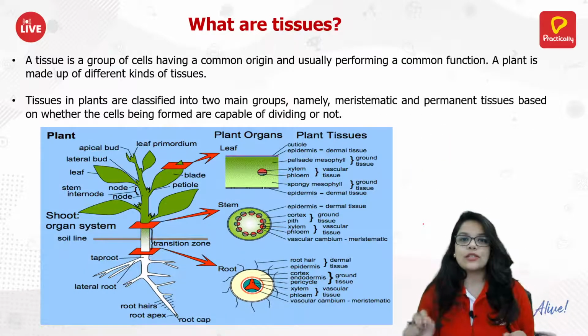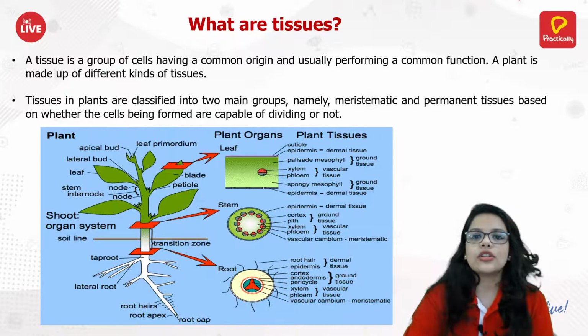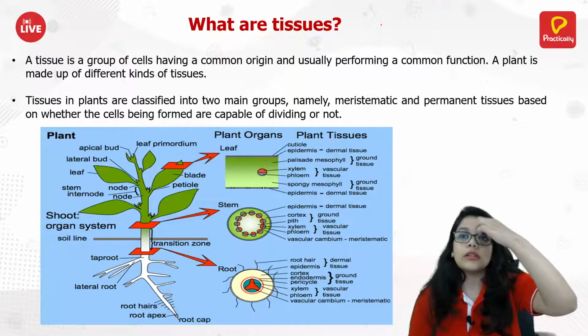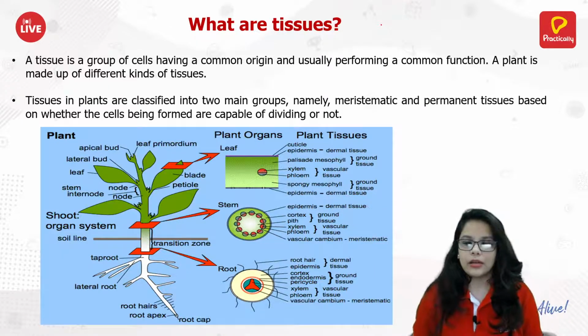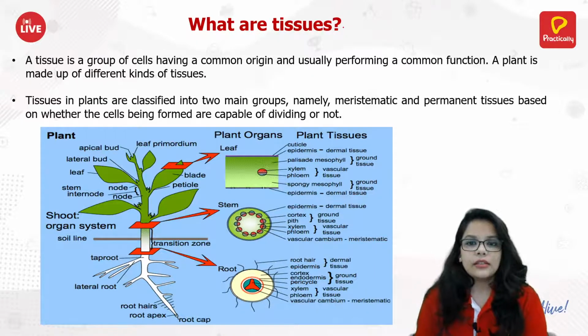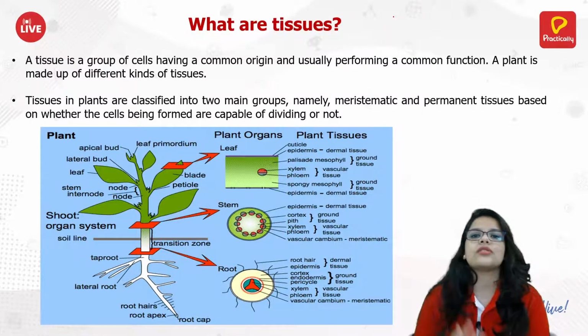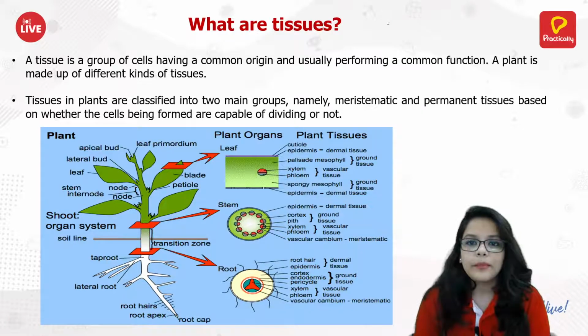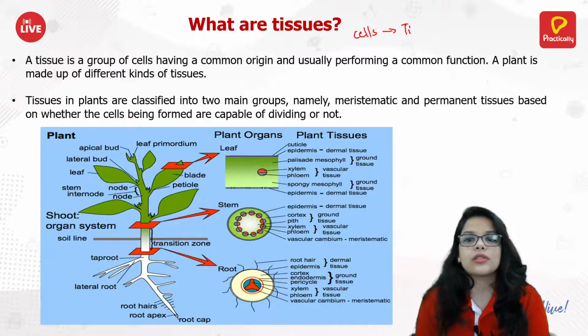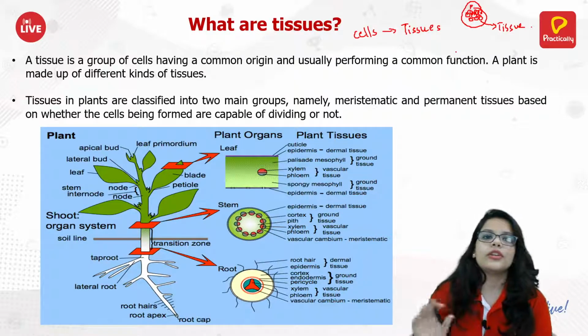Okay, so let's talk about tissues. Now, what is a tissue? When we were talking about the kingdoms, plant kingdoms, animal kingdoms, we always knew that cells are there. Each cell is the structural and functional unit of life. So cells come together and form tissues. Suppose a lot of cells are there, they'll come together and become one tissue. So this is what tissue means.